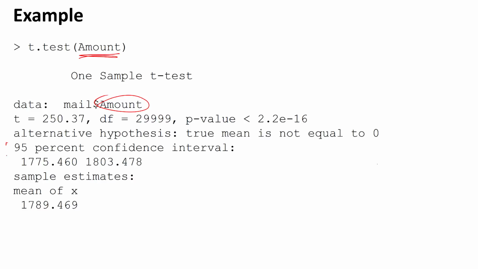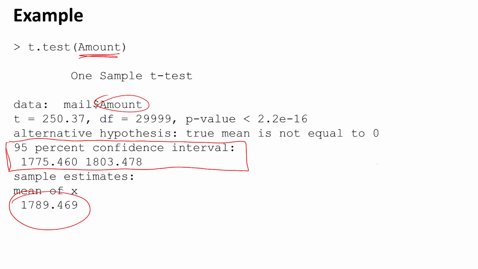But we're going to focus on this little bit of output for now, the confidence interval that gets output. So notice that the default is a 95% confidence level. So it gives us the 95% confidence interval of 1775.46 to 1803.478. Now this last little piece of output is your sample estimates, mean of x. This is the sample mean.